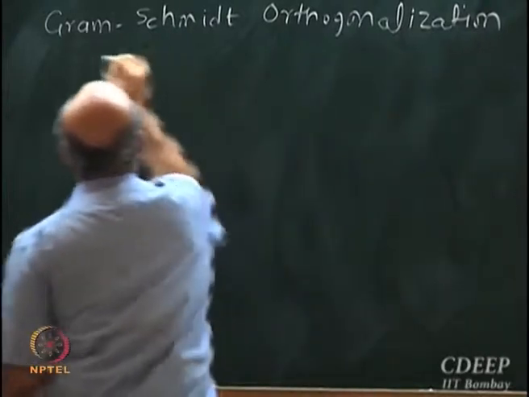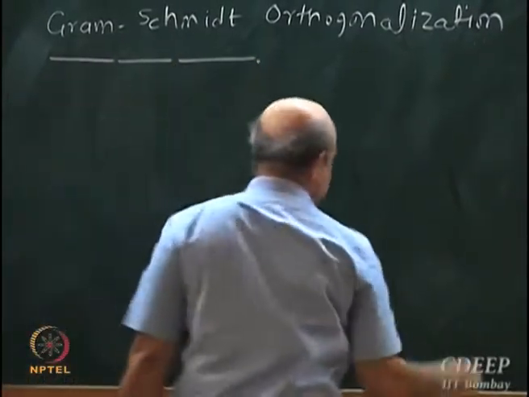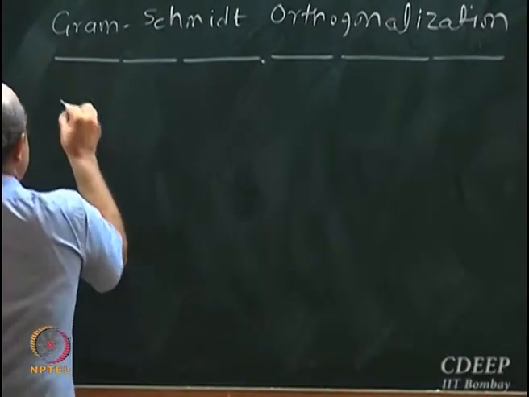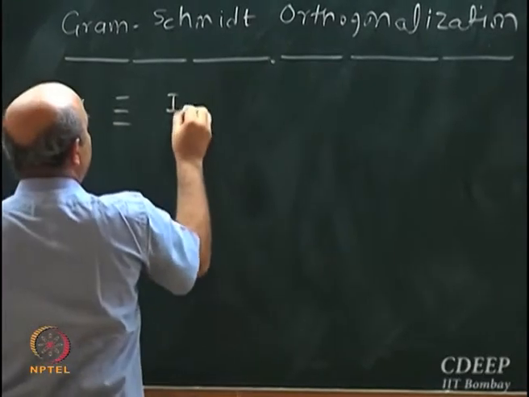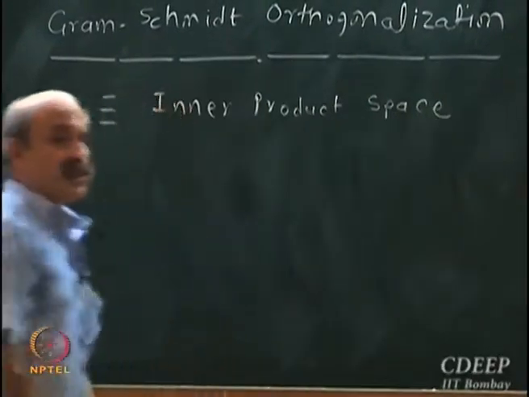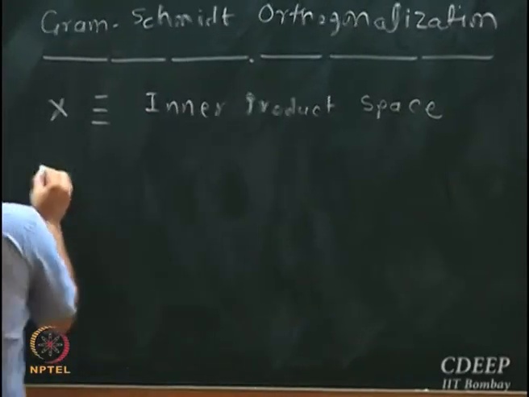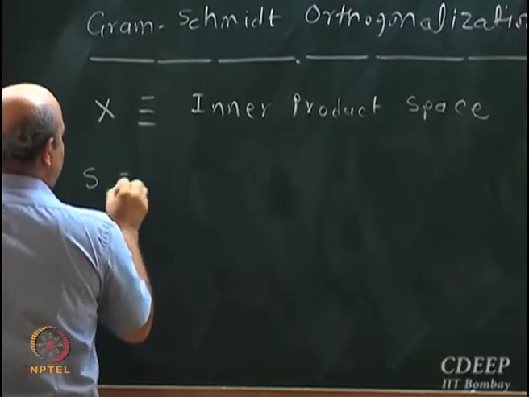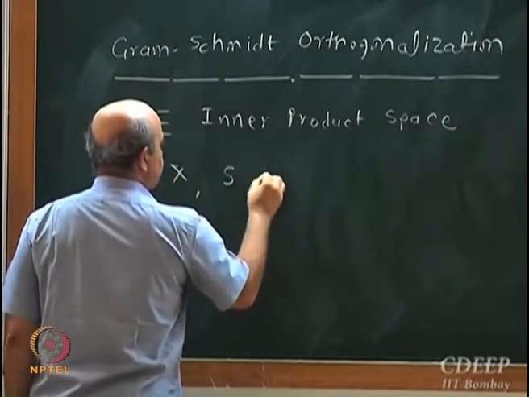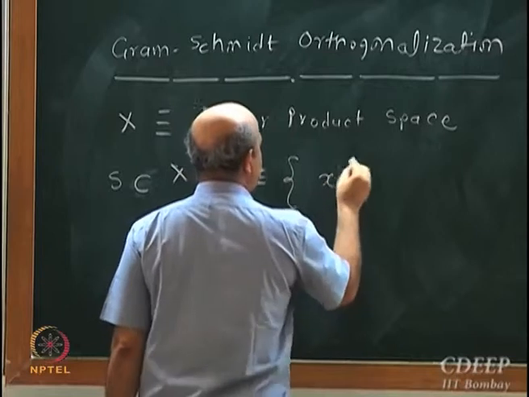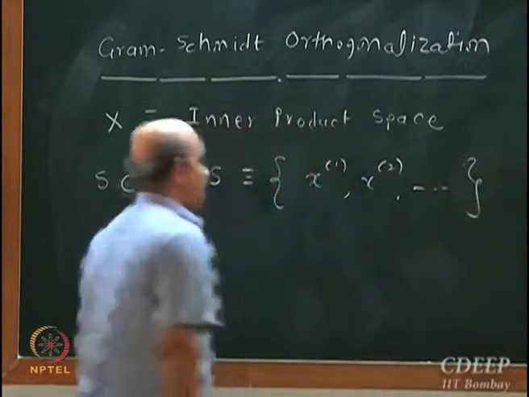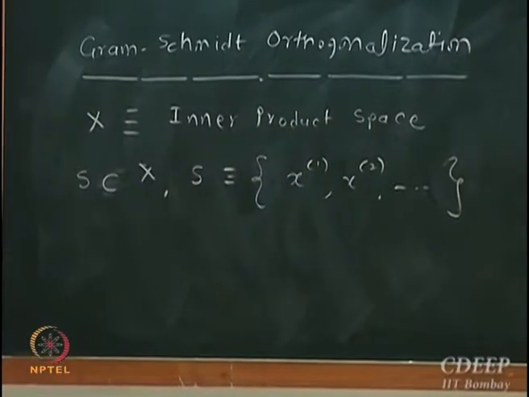So this is a process by which, given a set of linearly independent vectors in an inner product space, so X is my inner product space, this is my inner product space, and I am given some set of linearly independent vectors. So I have this set S, which is a subset of X, and S corresponds to say X1, X2 and so on. I have given a subset of vectors in the inner product space.